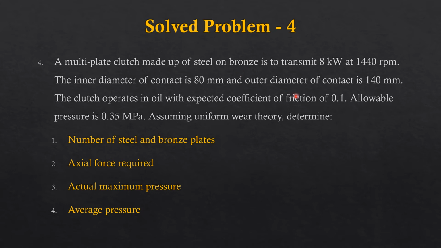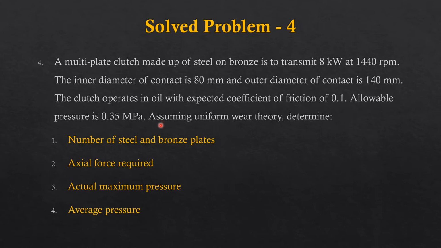Okay, now the multi-plate clutch is supposed to transmit 8 kilowatt power at 1440 rpm. The inner and outer diameters are known. Okay, and the coefficient of friction between steel and bronze in the presence of oil is mentioned as 0.1. Now the allowable pressure that acts is 0.35 megapascal, and we know that 1 megapascal is equal to 1 newton per millimeter square.